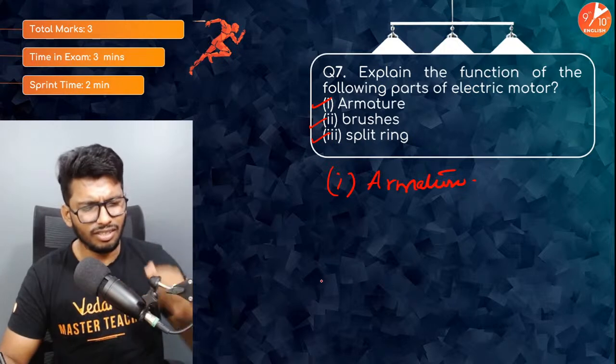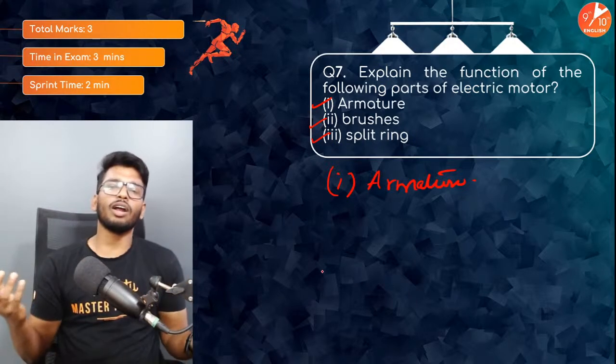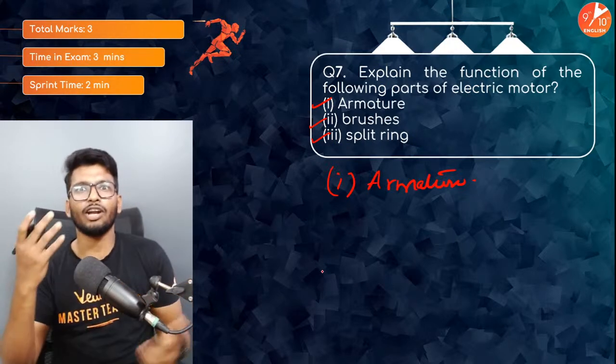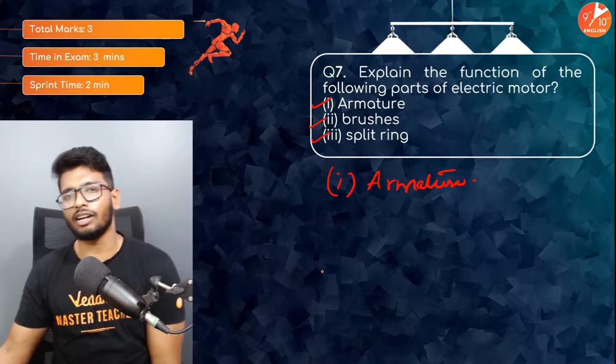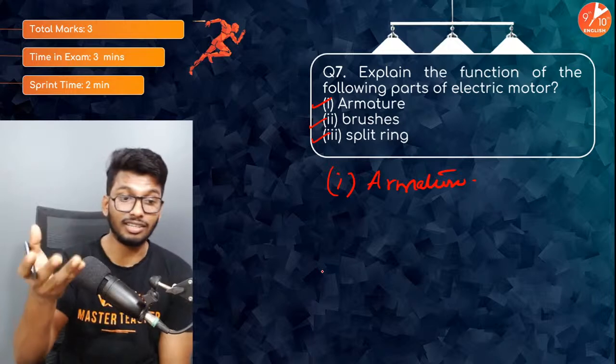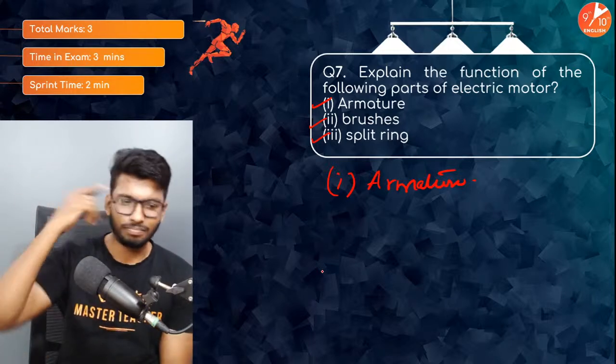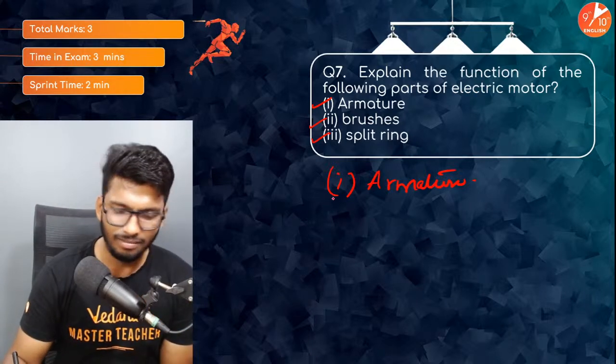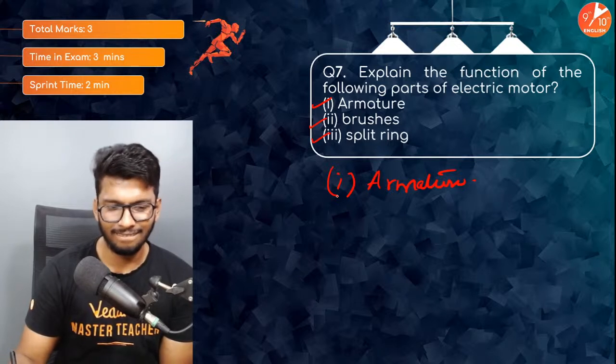What is the function of it? Like, what does the armature coil do? Why do you even have it? Like, if it is not needed, why do you have it then? What is the need for it? What does it actually do? Come on, guys, come on. What does it do? Quickly.